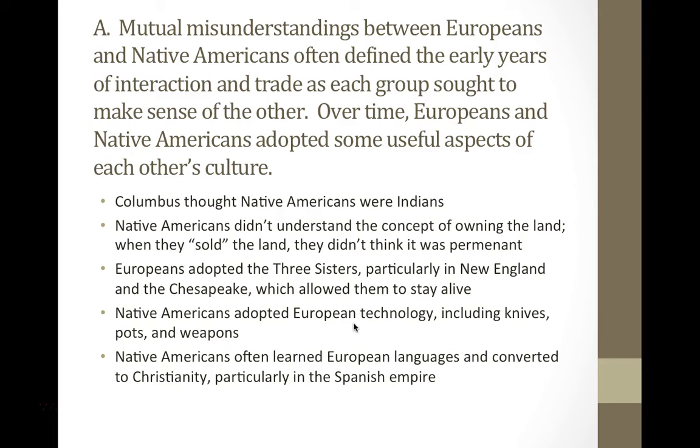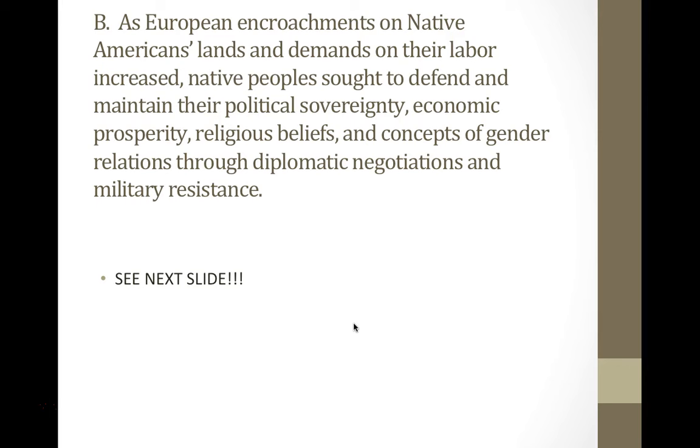Native Americans are going to adopt European technology. We're going to have knives, pots, weapons. They're going to adopt the use of the horse. They're going to adopt a number of European ideas. And the Native Americans often learn the European languages. Many of them converted to Christianity, especially in the Spanish Empire, and not all of that, obviously, by choice. This is going to cause many conflicts, diplomatic negotiations, and military resistance.